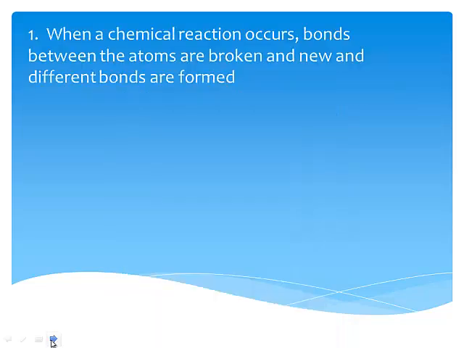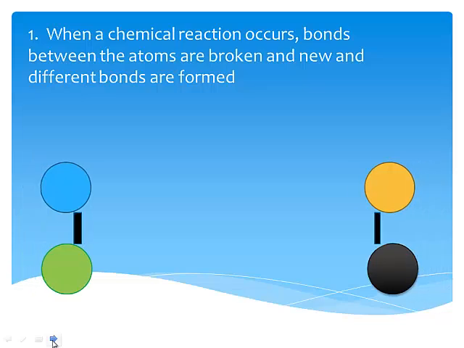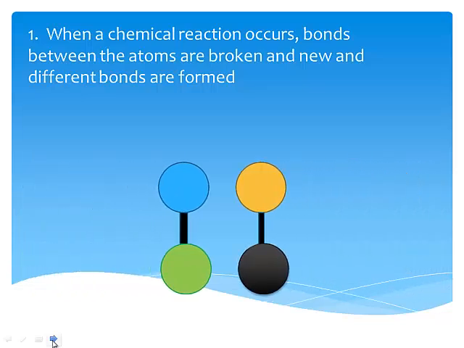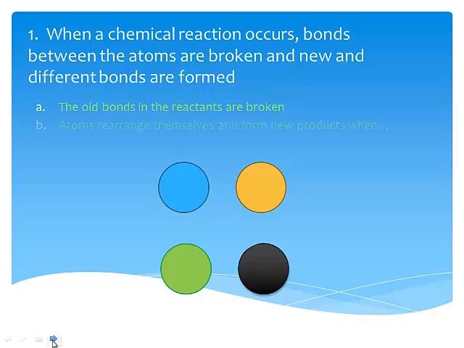So when chemical reactions occur, bonds between the atoms that already exist are broken and new, different bonds are formed. Looking at this animation, we can see that there are bonds that exist between atoms in molecules before. The old bonds of the reactant must first be broken. Then the atoms are able to rearrange themselves and form new products when new bonds are formed in the products.